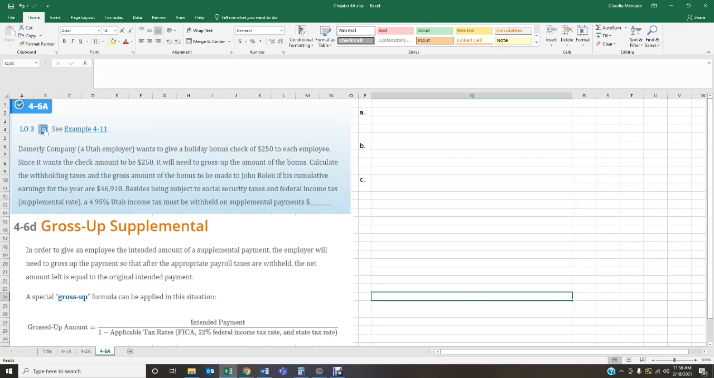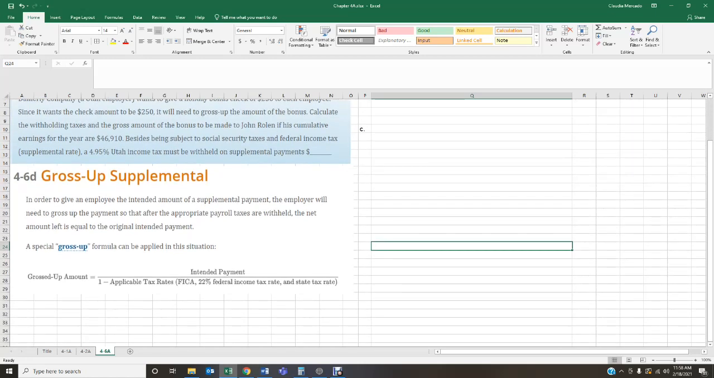$46,910. Besides being subject to Social Security taxes and federal income tax, which is a supplemental rate, a 4.9% Utah income tax must be withheld on supplemental payments. Now, if we refer to your ebook, there is a section 4-6D that speaks about the gross up of supplemental pay. It says that in order to give an employee the intended amount of a supplemental payment, the employer will need to gross up the amount so that after the appropriate payroll taxes are withheld, the net amount left is equal to the original intended amount.